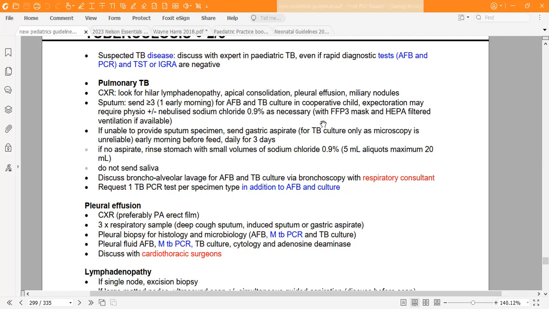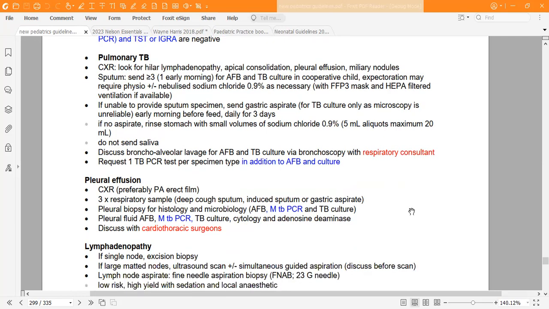Okay. So that's basically what we're going to do if we have a pulmonary TB. So that's just X-ray, obtaining sputum, whether by expectoration in a cooperative child or by gastric aspiration or by bronchoalveolar lavage. Okay, and I will do 1 TB PCR per specimen.